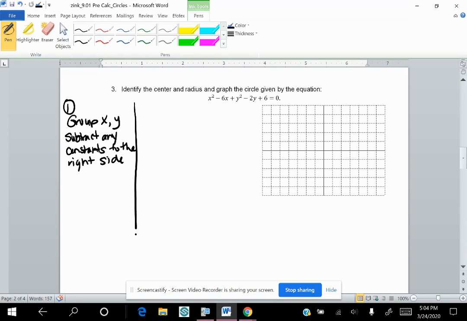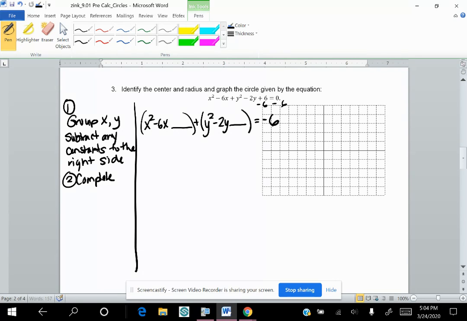Okay, so that's step number 1. So I've got x squared minus 6x, I'm gonna leave a blank right here and kind of group those, plus y squared minus 2y, blank. And then I'm gonna subtract this 6 over to the other side. Now what we're gonna do is complete the square for each X and Y group.